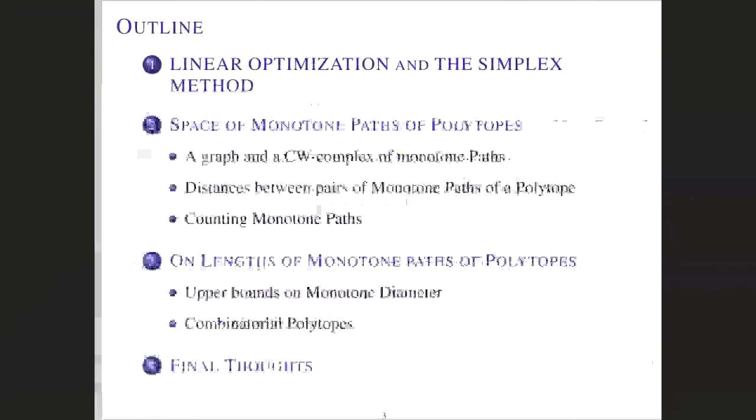So this is the outline of my talk. I will introduce you very quickly to the problem of linear optimization and what the simplex method is. It's a famous algorithm. Then you will see that there's a very natural topological structure, and we will use that topological structure to analyze the algorithm. And then after talking about the algorithm, I will end with some open problems, because I hope there are some young people in the audience that would like to solve these open problems. Or even not so young people too, that's okay.